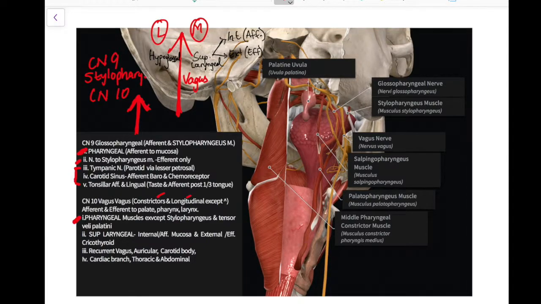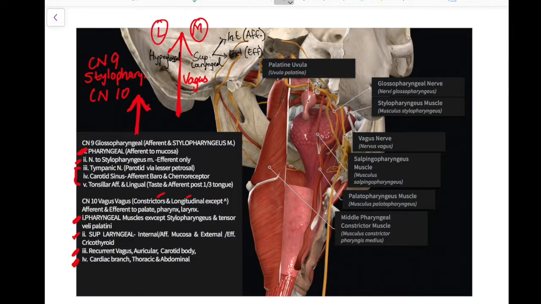Then we have the superior laryngeal, which will innervate into internal and external. And then we have the recurrent, which we will find in between the trachea and esophagus, giving us some type of efferent. And then some branches that go to the carotid body, the cardiac branches, thoracic, and abdomen.